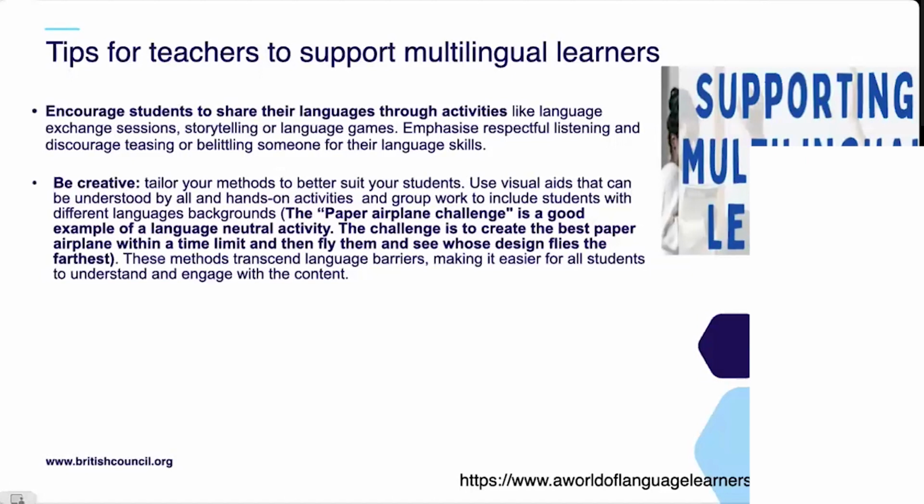You can ask your students to make the best paper airplane in a time limit, and then you can fly them and see whose design flies the furthest. I will also be sharing a video for a language-neutral activity, so we can watch the video and have a discussion.